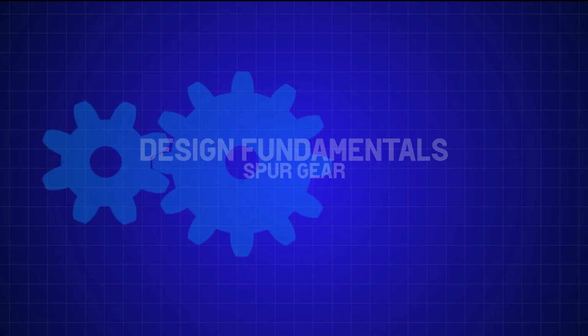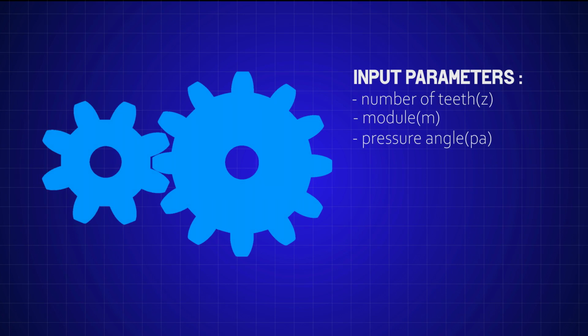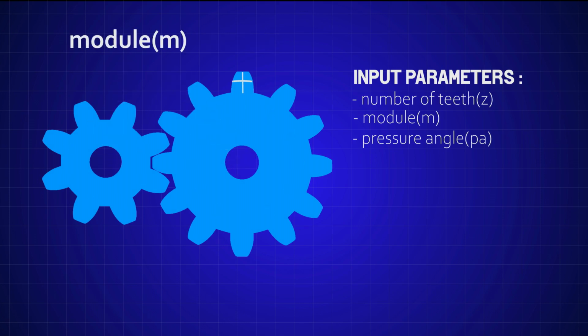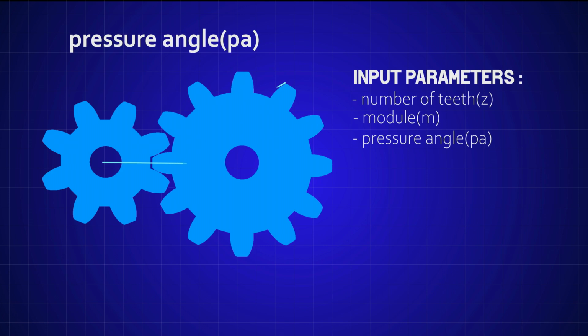The main input parameters in spur gear design used for drawing are the number of teeth, the module, and the pressure angle. The number of teeth determines the gear ratio, the module defines the size and spacing of the gear teeth, and is calculated as the pitch diameter divided by the number of teeth, while the pressure angle is the angle between the line of action and the tangent to the pitch circle, with common standard values of 20 degrees.